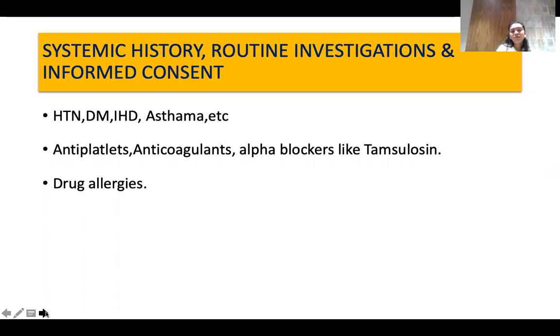So after having discussed the exhaustive ocular investigations, a systemic history ruling out diabetes, hypertension, ischemic diseases, asthma, are also very important. And an informed consent cannot be emphasized upon more.